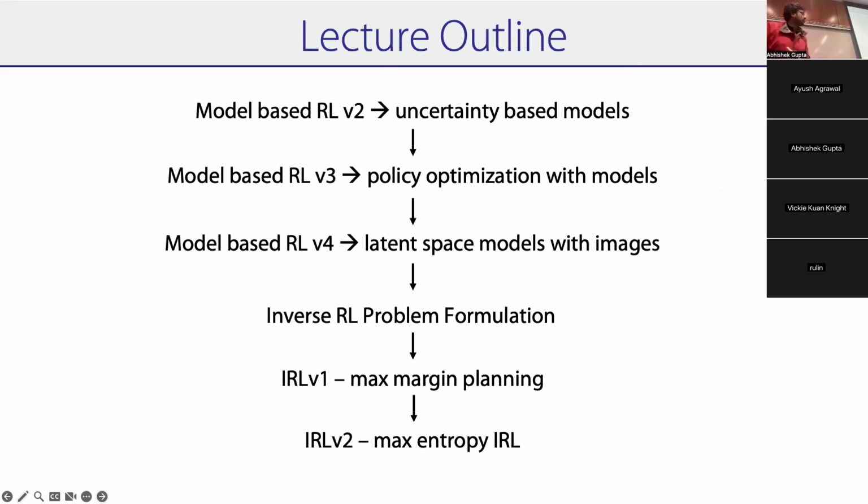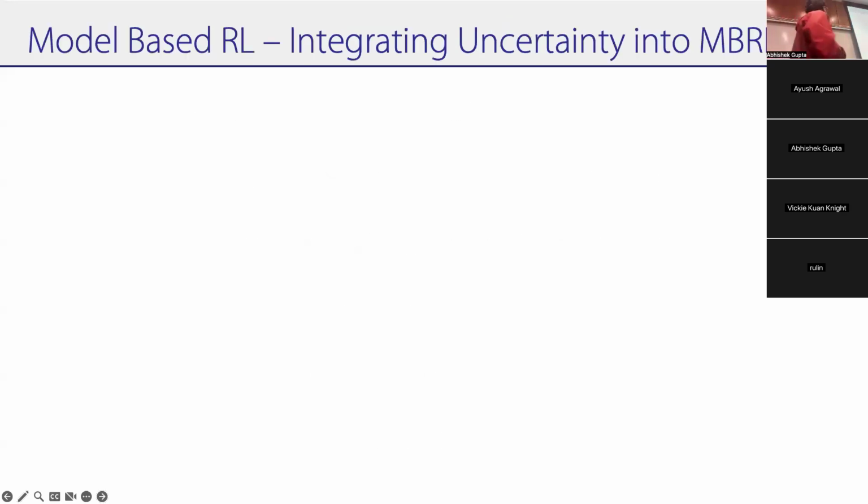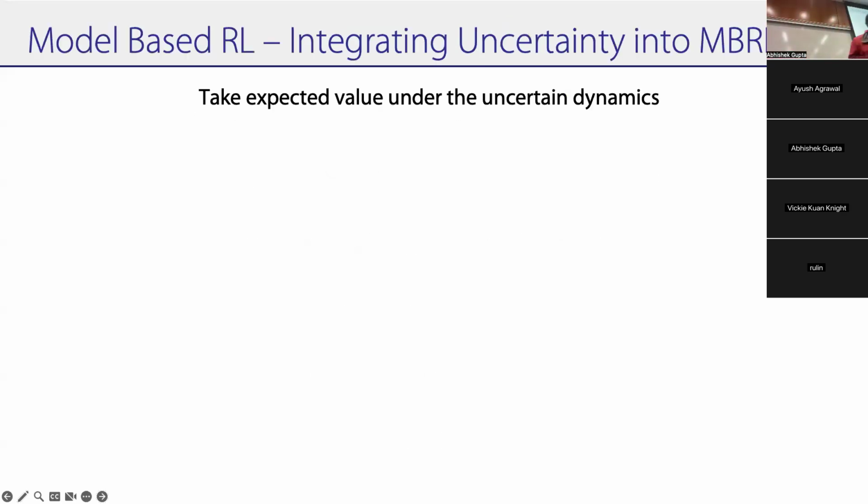Okay. So that is what we did so far, right? That's just a recap. We're going to finish up uncertainty-based models, talk about policy optimization rather than planning, talk a little bit about learning from images, and then jump to inverse error. That's what we're going to do today. Good. So how do we integrate uncertainty into our planning process, right?